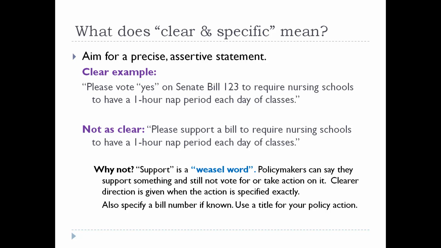That's less clear. Support is a weasel word. Policymakers can say they support something and still not vote for or take action on it. Clearer direction is given when the action is specified exactly. So tell them, vote yes, vote no, draft a bill, create a policy. Also, specify a bill number if a bill number is appropriate, or use a title to describe your policy action.